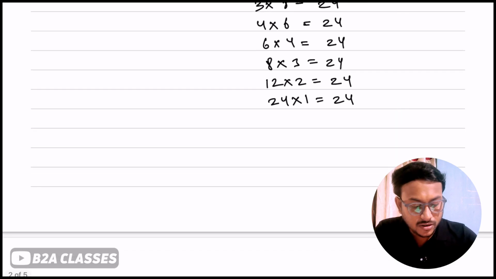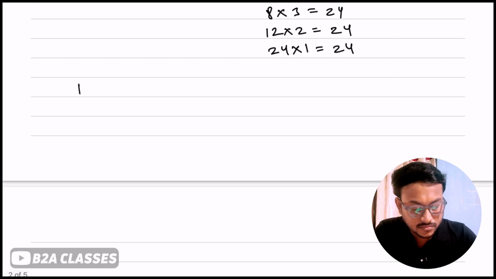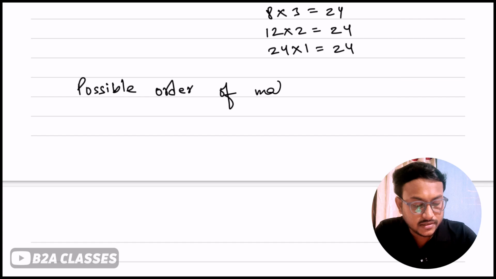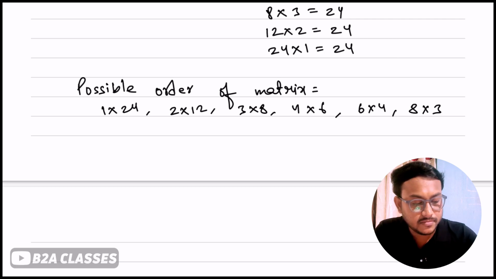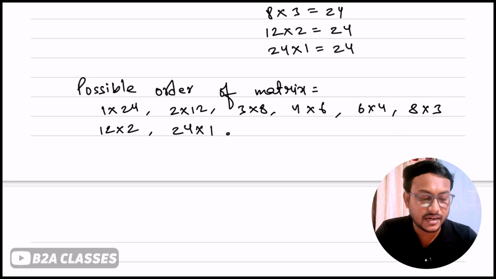So the possible orders of the matrix will be 1 by 24, 2 by 12, 3 by 8, 4 by 6, 6 by 4, 8 by 3, 12 by 2 and 24 by 1. So these are the possible orders of the matrix, and this is how you find the possible orders of the matrix.